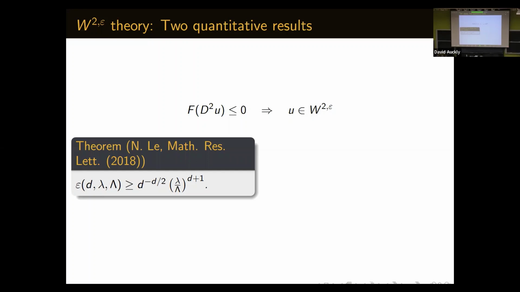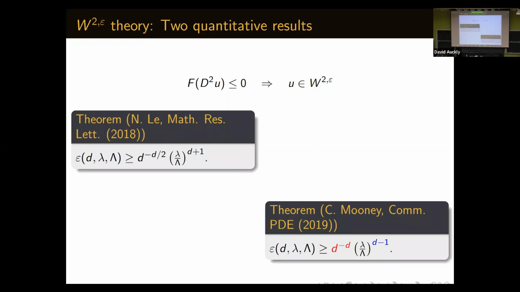And in 2019, Connor Mooney improved even further the degree of this polynomial decay, but then the dimensional constant is decaying, it's going to 0 more rapidly than it was before. So you gained something, but you lost something as well.